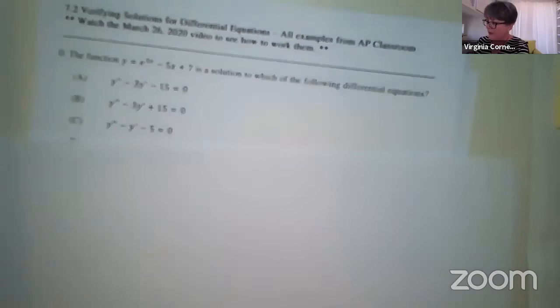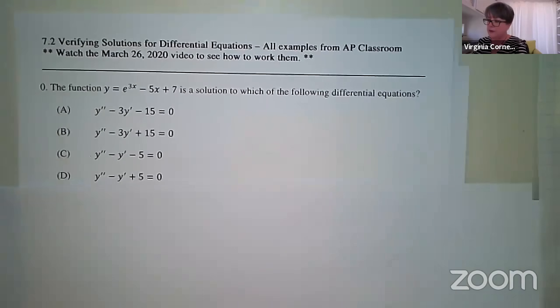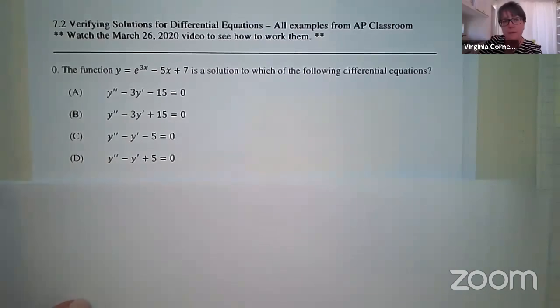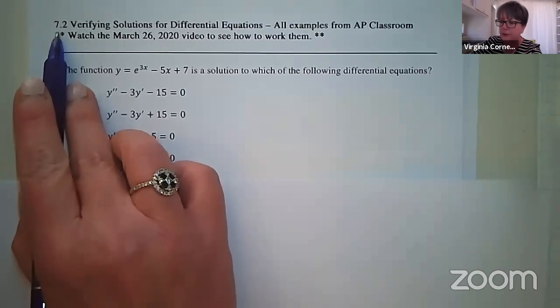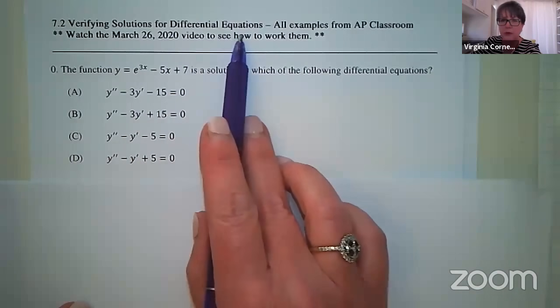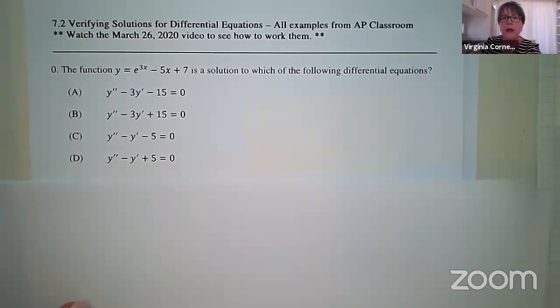Now each day when we do our lesson, I want to credit where we got our materials from. Today we got our materials from AP Classroom. This is important for teachers to remember. All students have accounts in AP Classroom, but they can only do the practice if you unlock it for them. These came out of 7.2 in AP Classroom, verifying solutions for differential equations. And we're going to work some of them right now.